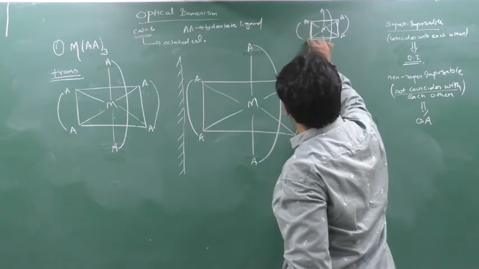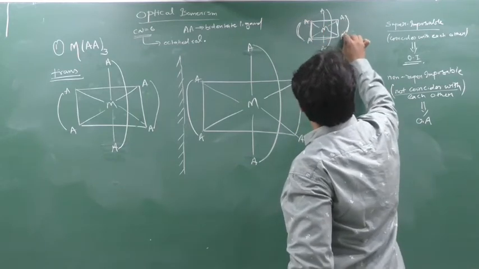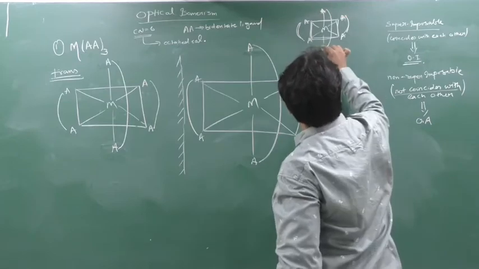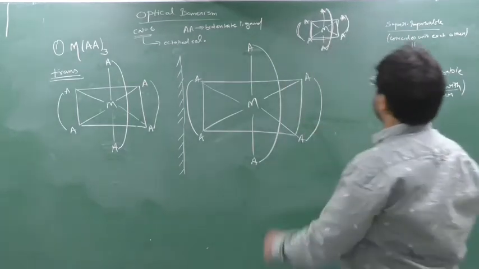Here also A, here also A, here also a bond, here also a bond. Here also A, here also A, and this is also a bond. So see, they will coincide.